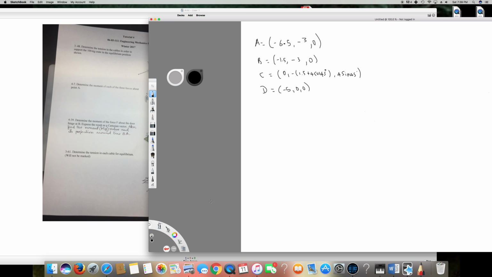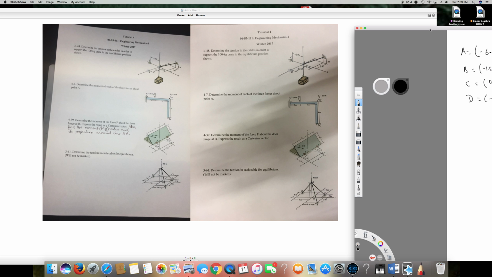So first of all, I'm going to do RBC. But for this one, if you look at the picture, UCD is the main one because the force is going from C to D. And force is given for that, so I definitely have to calculate the unit vector of UCD. So let's calculate that one first.